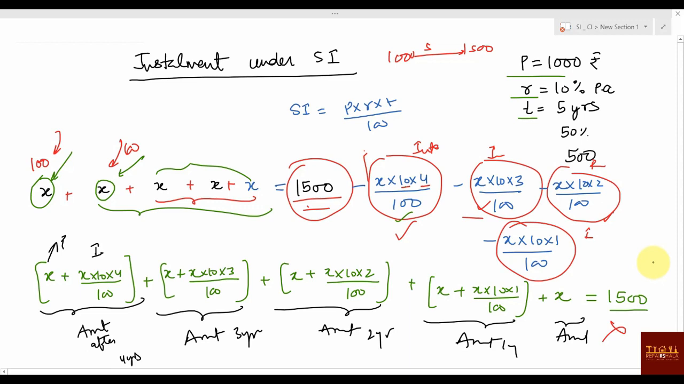Now one thing: this is SI, and SI plus P is the amount. The same thing I am writing in terms of CI. P equal to 1000 rupees, T equal to 5 years, and rate of interest is 10%. What am I going to write?